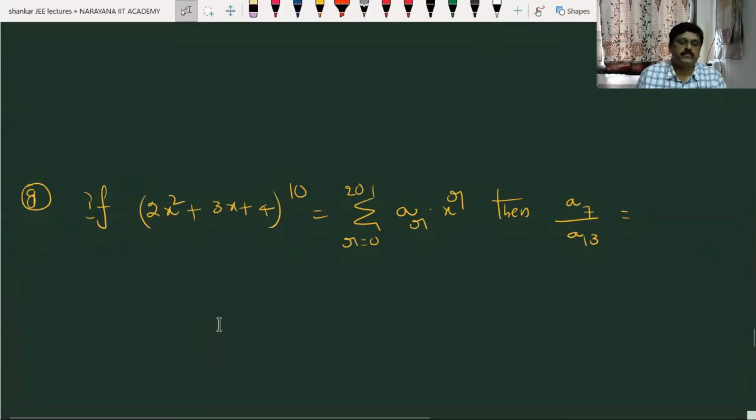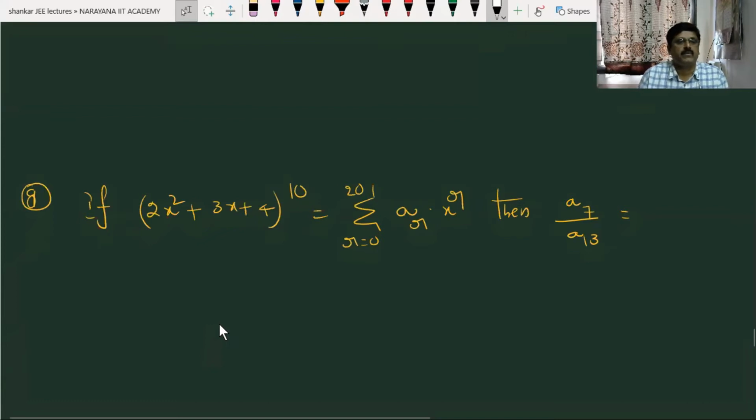Students, next problem. If (2x square plus 3x plus 4) whole power 10 is equal to sigma A_r into x power r, where r runs from 0 to 20, then A7 upon A13. Students, this problem is basically a multinomial expansion related problem. Already I told you earlier also, multinomial expansion, how to crack this.